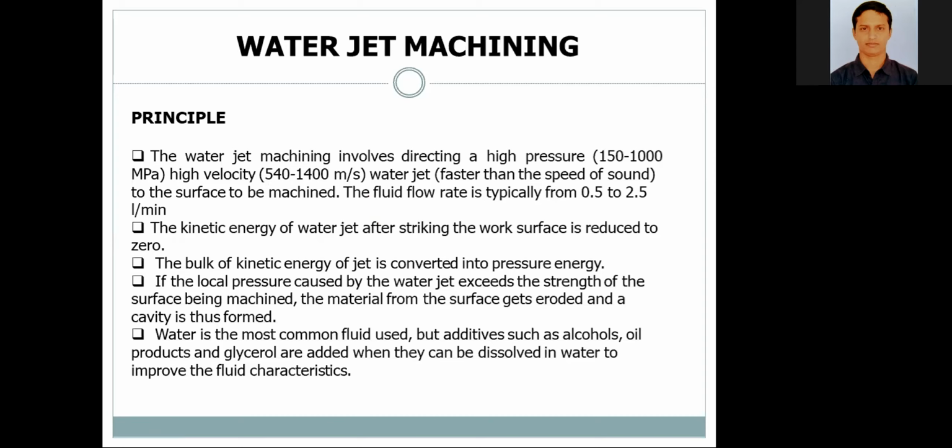The kinetic energy of water jet after striking the work surface is reduced to zero. During that time, the bulk of kinetic energy, when it strikes the job, is converted into pressure energy. If the local pressure caused by the water jet exceeds the strength of the surface being machined, the material from the surface gets eroded and a cavity is thus formed. This cavity is actually the cutting line or the machining. Water is the most common fluid used, but additives such as alcohols, oil products, and glycerol are added when they can be dissolved in water and improve the fluid characteristics.